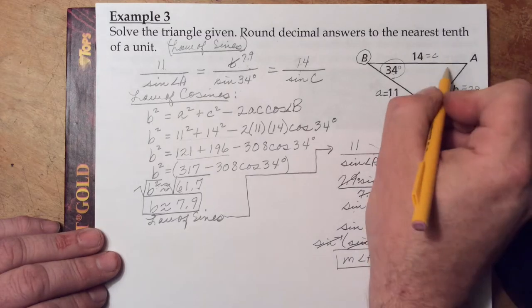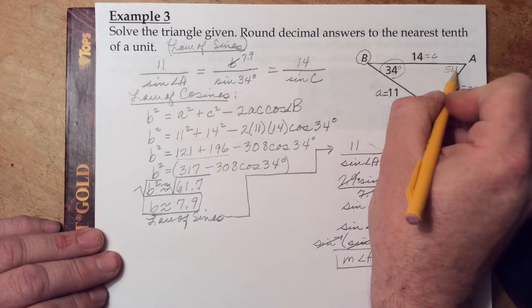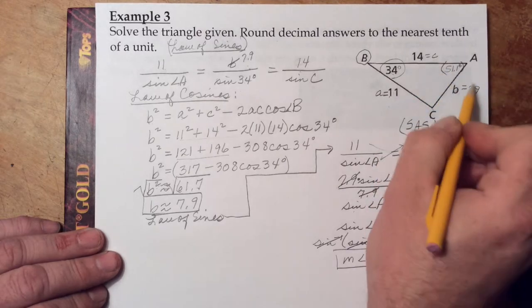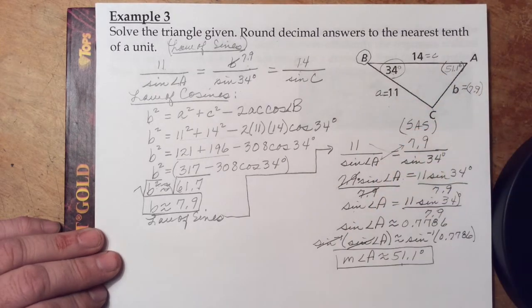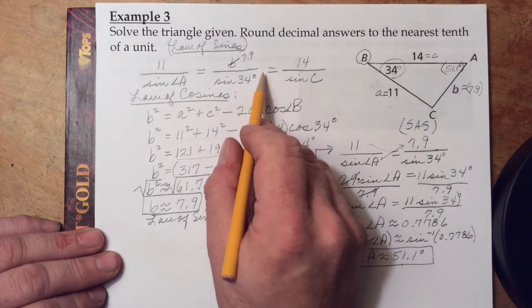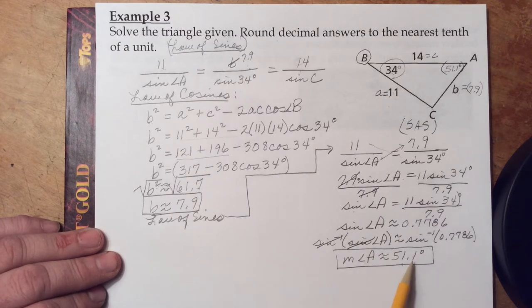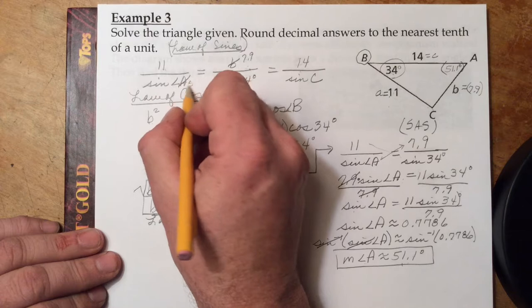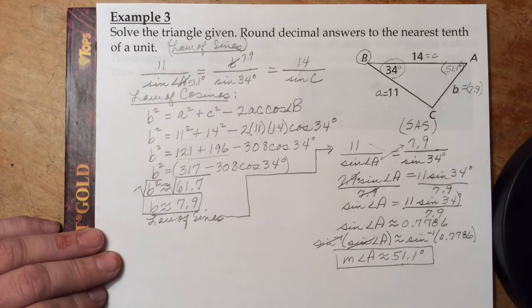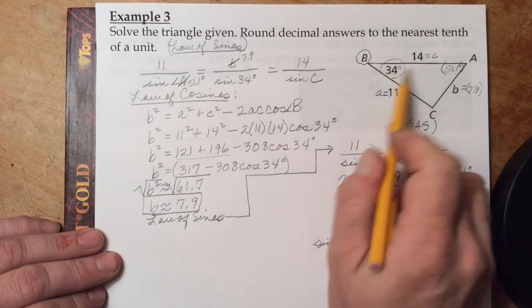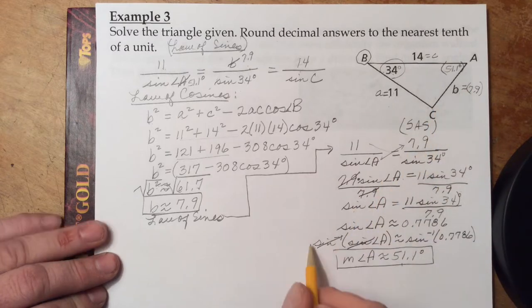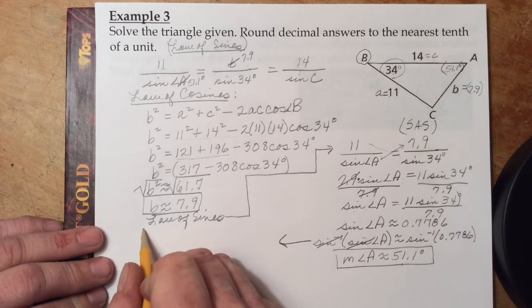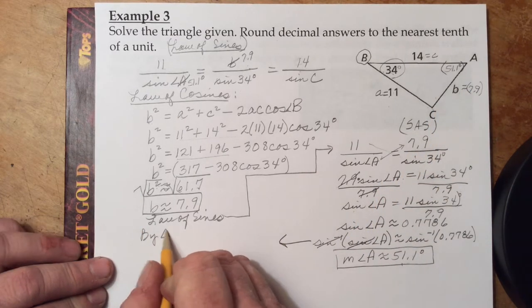So I'm going to put that in here. 51.1 degrees in parentheses. And then I'm going to come up here to my original and go ahead and replace the measure of angle A with 51.1 degrees. Finally, we've got two of the angles. We can find the third one by the triangle angle sum theorem.